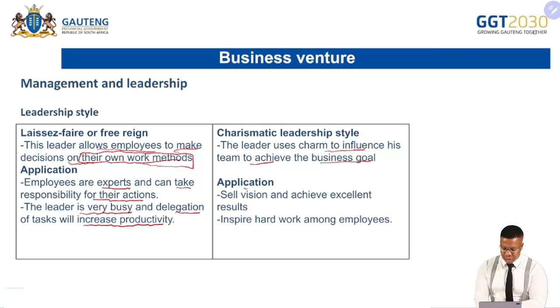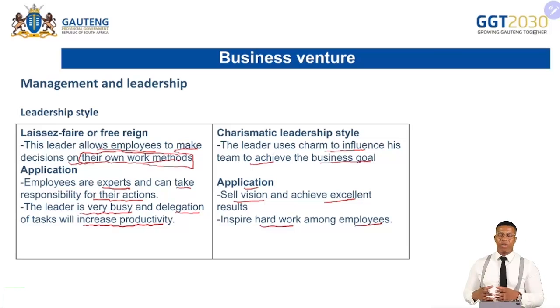And then the application. The leader should use this charismatic leadership when they are excellent at selling the vision and achieving great results. Then they can use the charismatic leadership style. This can also be applied when the leader wants to inspire hard work amongst employees by showing them how to do it. When I say come at 6, the leader comes before 6 to show that they mean what they are talking about. So they are using charm to influence the team to achieve the business goal.